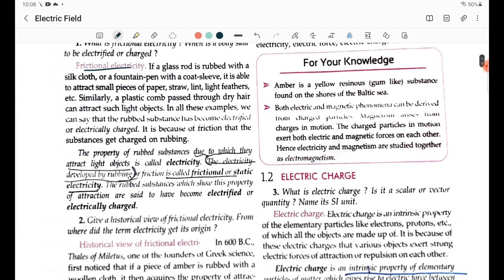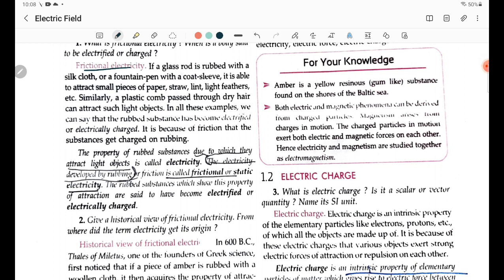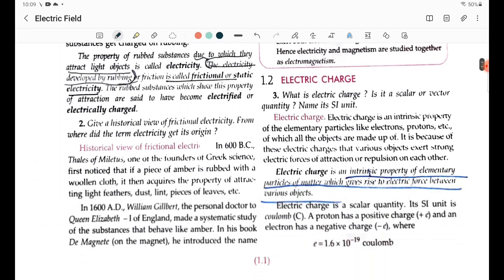The electricity developed by rubbing is called frictional or static electricity. The rubbed substances which show this property of attraction have become electrified or electrically charged. So what is electricity? The property of rubbed substances due to which they attract light objects is called electricity. And the electricity developed by rubbing is the static or frictional electricity. The bodies which show this property are said to be electrified or electrically charged.